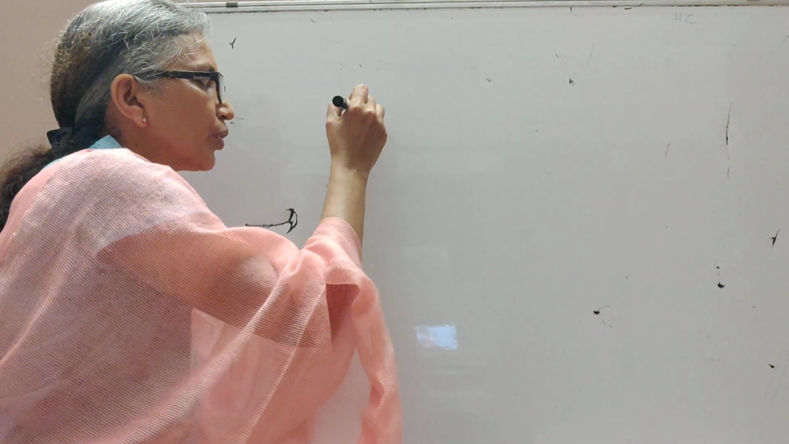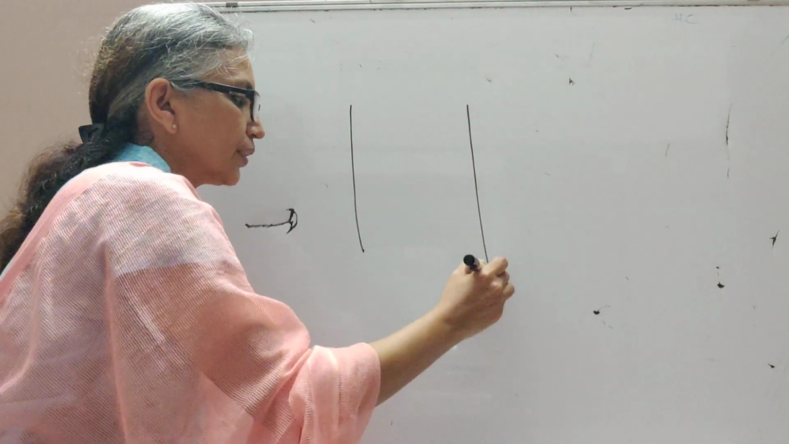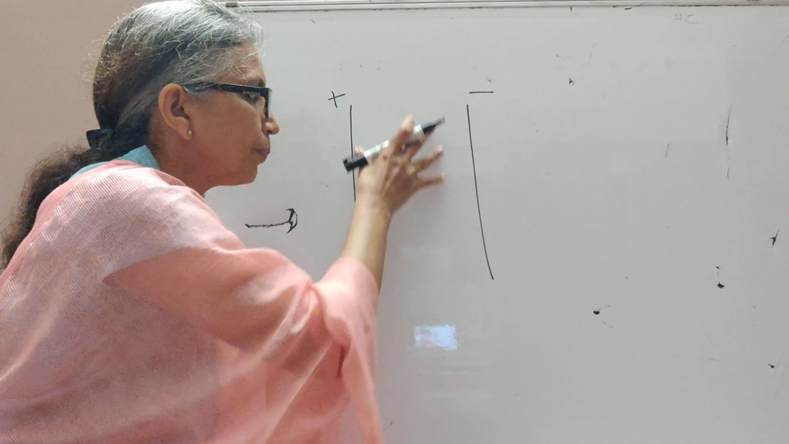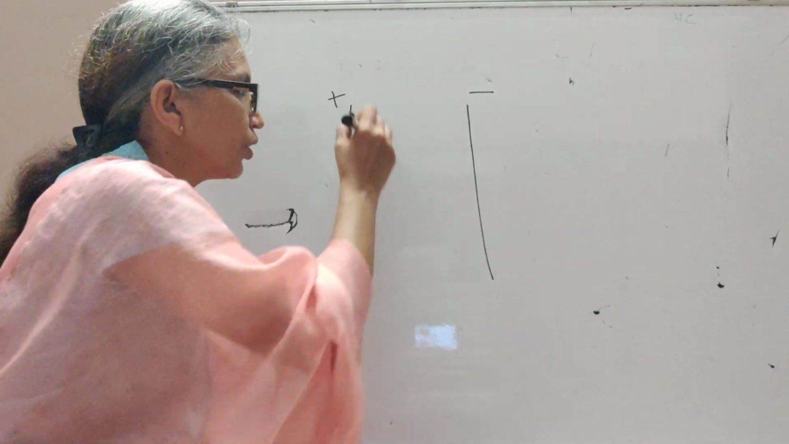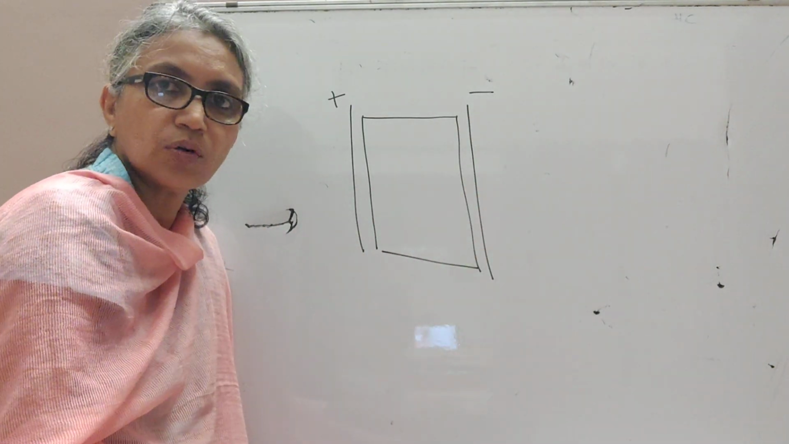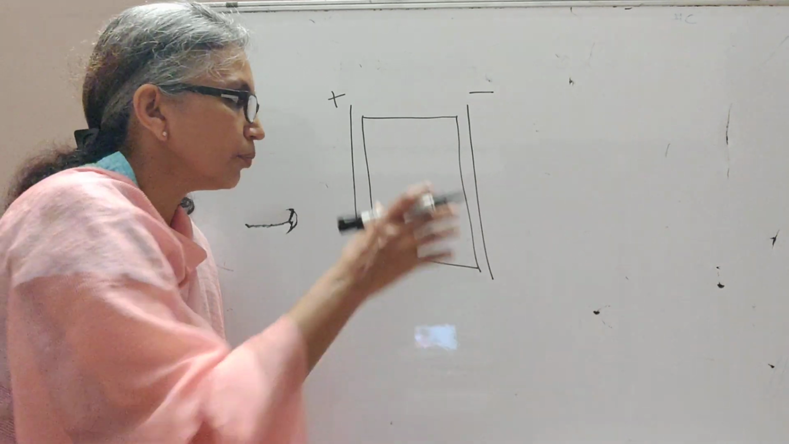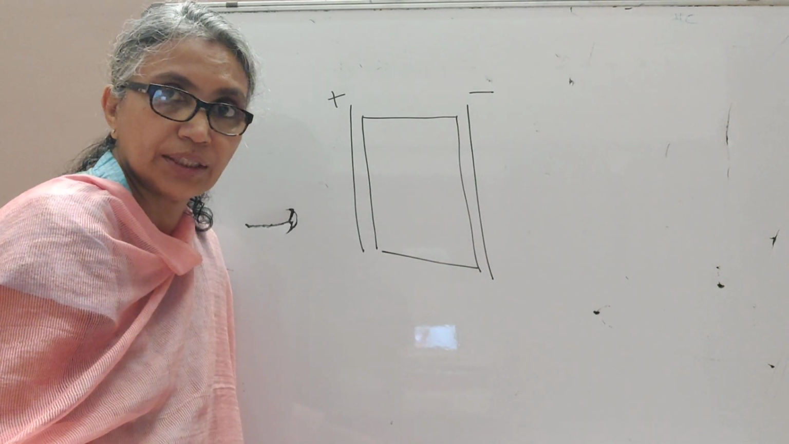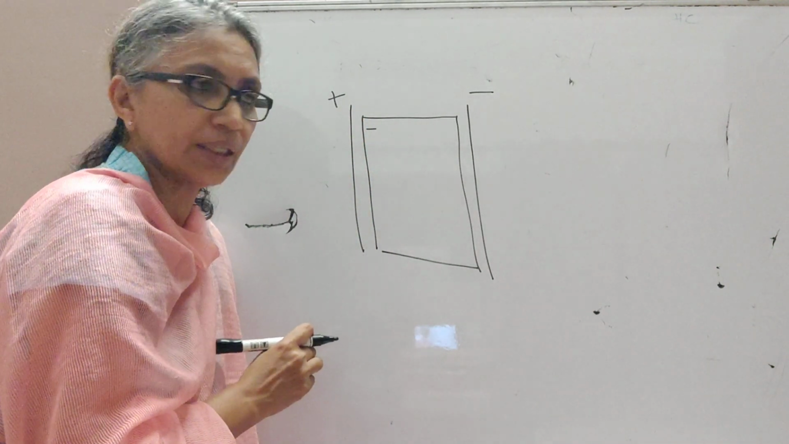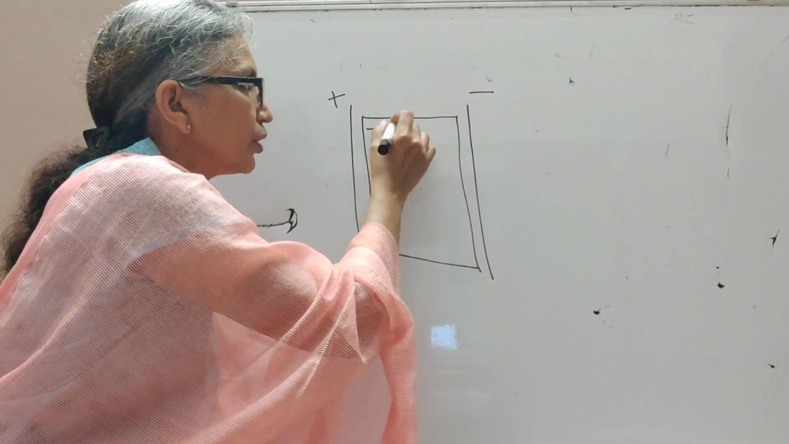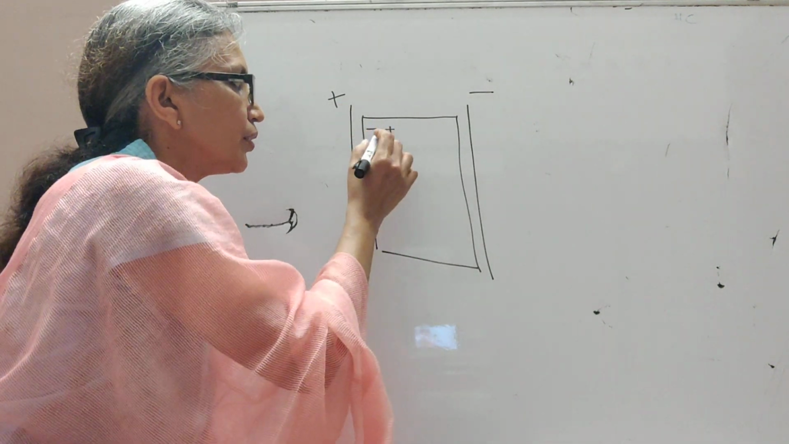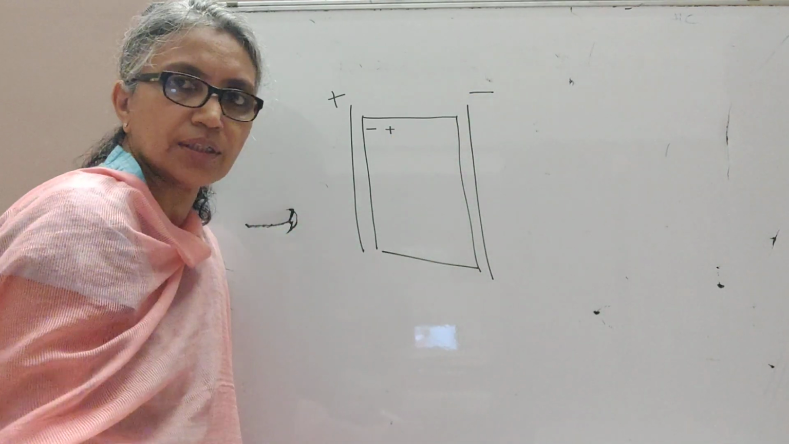molecule. Suppose there is a positive plate here and a negative plate here. If you keep a dielectric between these two plates, I'm going to keep a dielectric here. It could be polar or non-polar. That's okay. Whether it is polar or non-polar, the moment you keep it inside an electric field like this, all the negative charges will attract themselves towards the positive plate and all the positive charges will be attracted towards the negative plate. So this is one molecule with its negative charges towards this positive plate and the positive charges towards the negative plate.